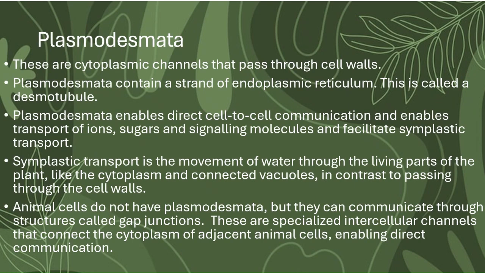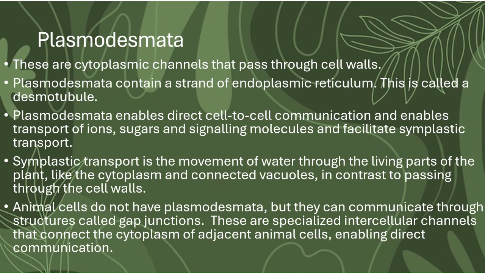So now to look at plasmodesmata. These are cytoplasmic channels that pass through cell walls. Plasmodesmata contain a strand of endoplasmic reticulum, and this is called the desmotubule, and you should be able to mark this in the diagrams as well. Plasmodesmata enable direct cell-to-cell communication and enable transport of ions, sugars, and signaling molecules, and facilitate symplastic transport. Symplastic transport is the movement of water through the living parts of the plant, like the cytoplasm and the connected vacuoles, in contrast to passing through the cell walls.